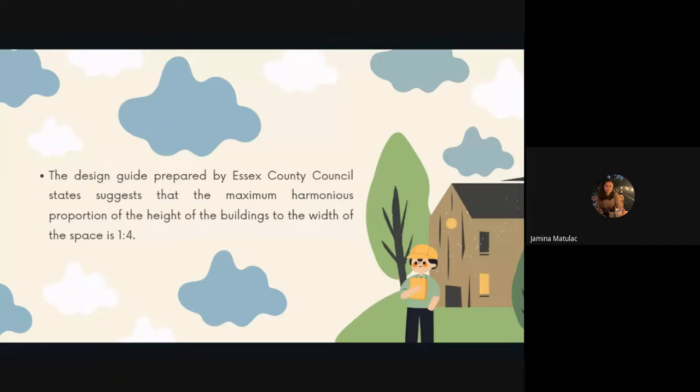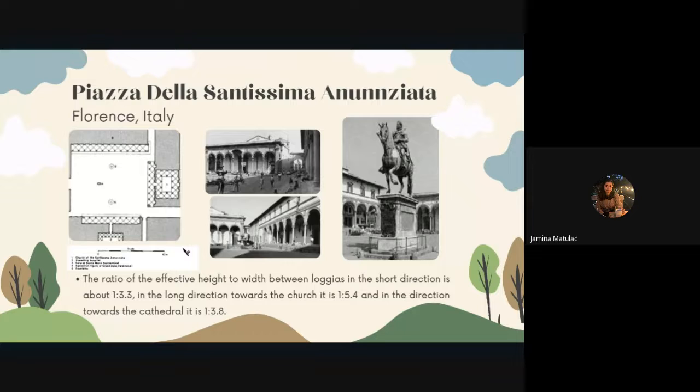And so if the height of the building is too high in relation to the width, it would give the person a feeling of oppression. And if the height of the building is too low, it may give a feeling of exposure and vulnerability. So, Alberti also stated that a proper height should be about one third of the width, or at least one sixth. So, going to the proportions of this Piazza della Santissima, which is 1:3.3 and 1:5.4. And lastly, in the direction of the cathedral, it is 1:3.8. So it still fits the ideal proportions according to Alberti, although this 1:5.4 is close to 1:6.